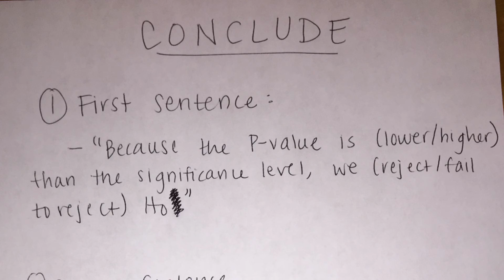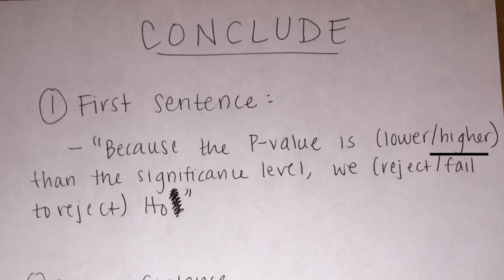For the last step, we must conclude. In order to achieve complete credit, be sure to write 2 or more clear sentences describing and restating the outcome of your test in context of the problem. The first sentence follows this formula. Because the p-value is lower or higher than the significance level, we reject or fail to reject H0. If the p-value is lower than the significance level, we reject H0. If it is higher, we fail to reject H0.